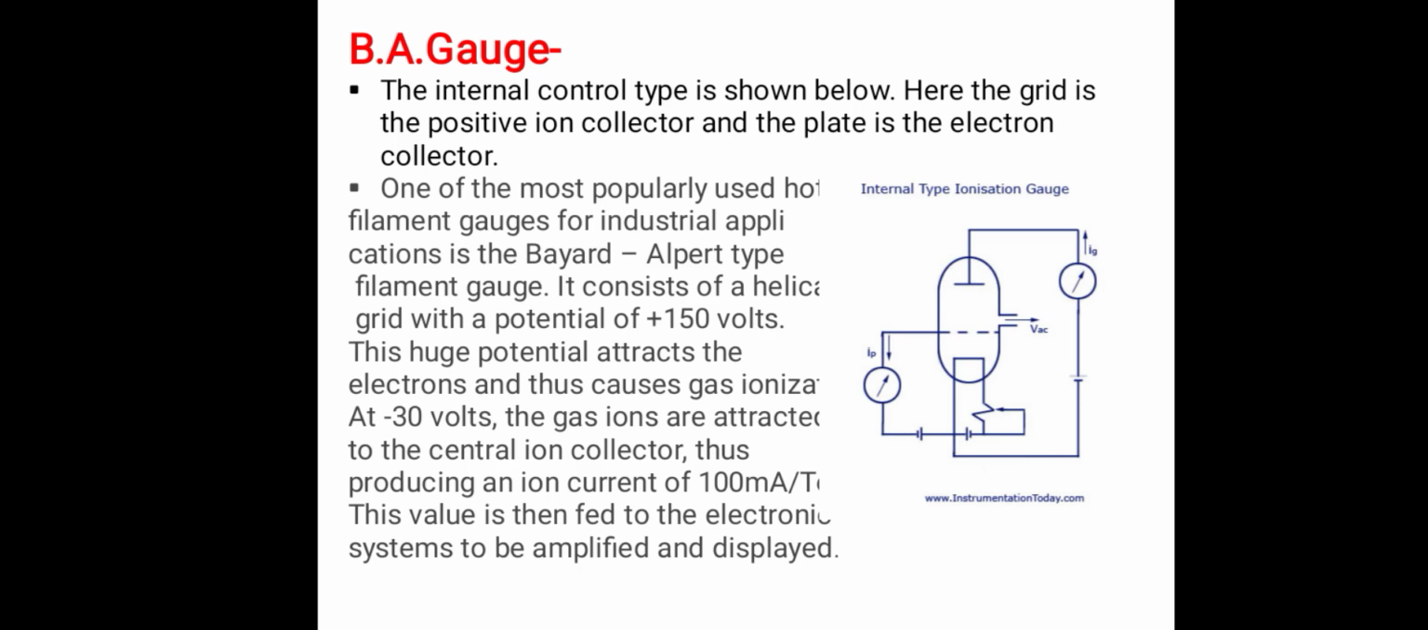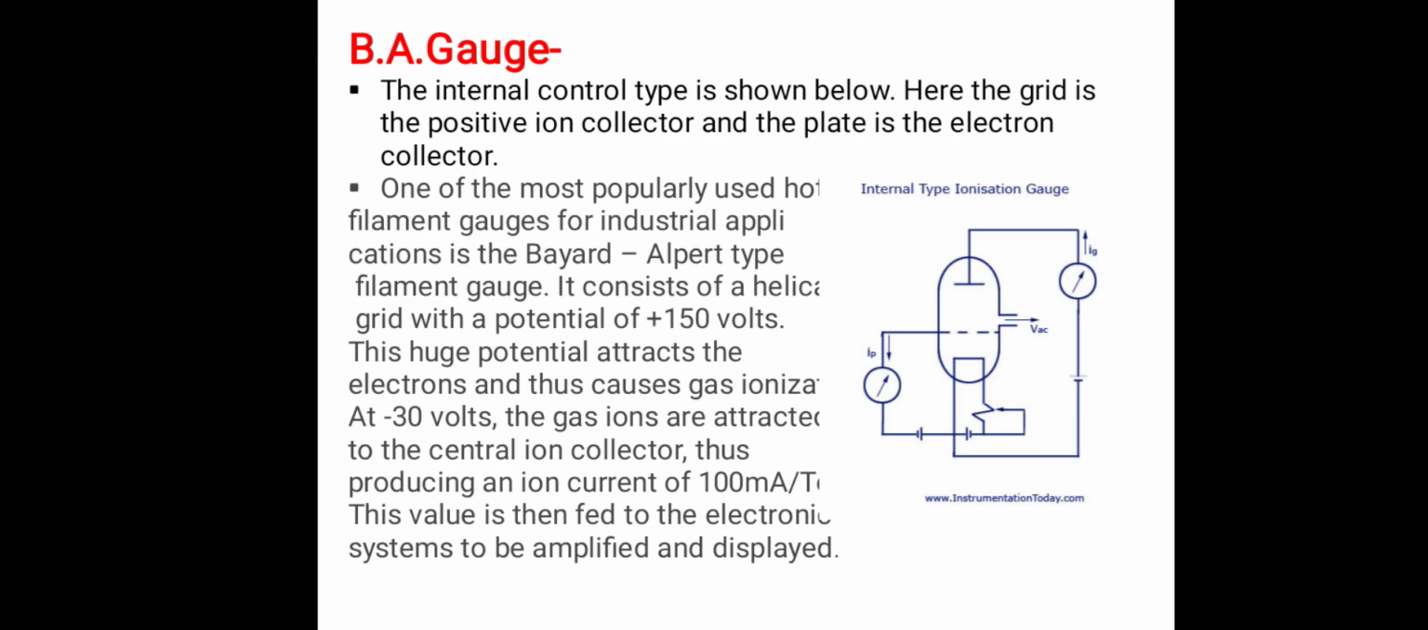See here, one of the most popularly used hot filament gauges for industrial application is nothing but the Bayard-Alpert type filament gauge. It consists of a helical grid with a potential of plus 150 volts. This high potential attracts the electrons and thus causes gas ionization at minus 30 volts. The gas ions are attracted to the central ion collector, thus producing an ion current of 100 milliampere. This value is then fed to the electronic system to amplify and display.